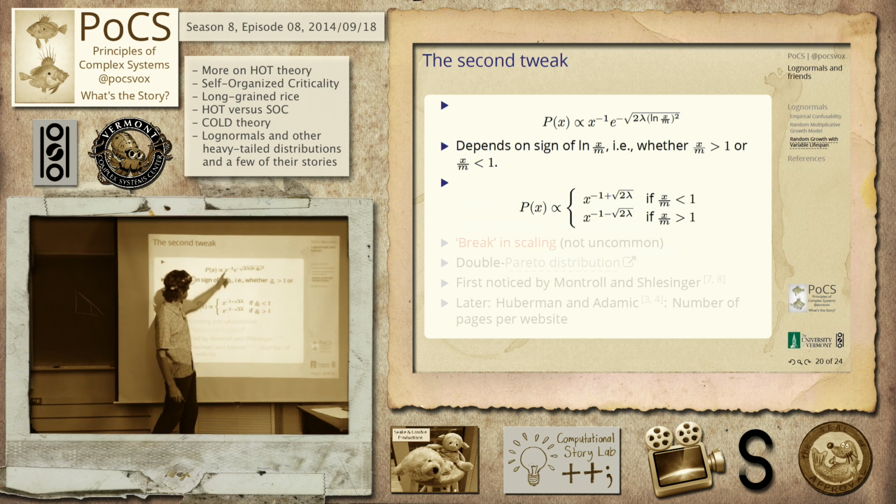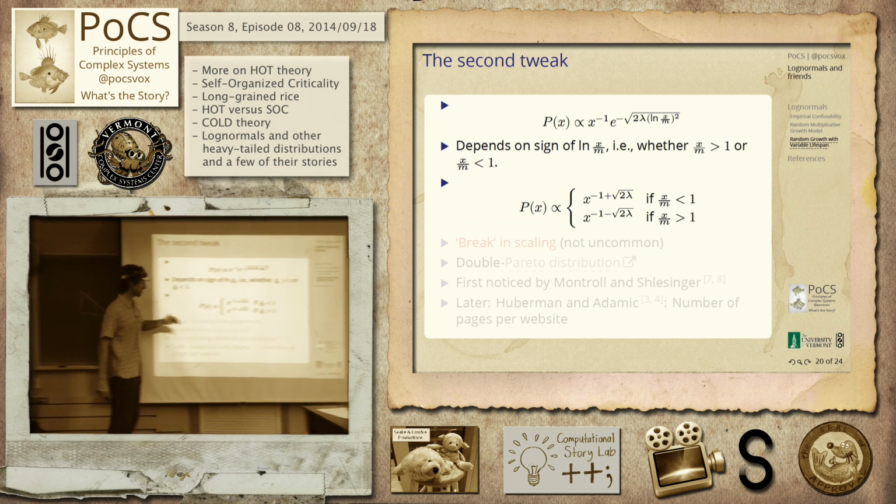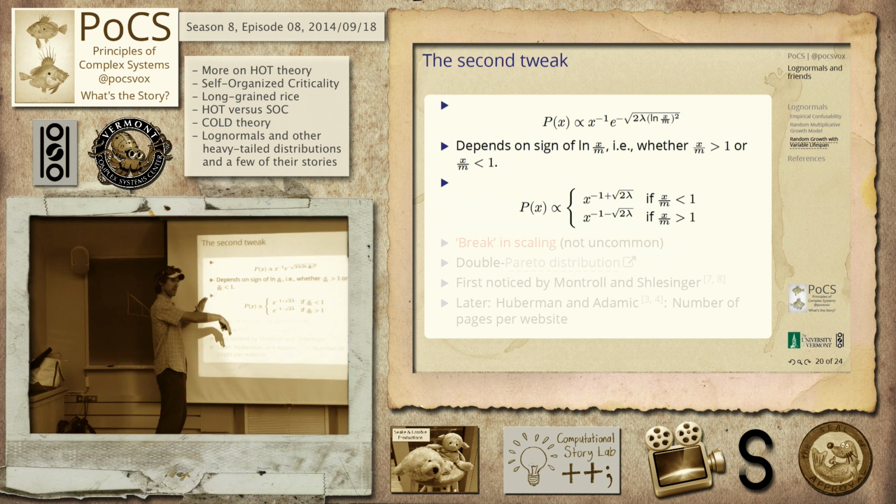So the m doesn't matter, it's a proportionality. So we've got x to the minus 1 in both cases. We get a minus root 2 lambda when x is above the mean, and an x to the minus 1 plus root 2 lambda when it's less. So this is ridiculous, but it's a break in scaling. It's a harsh break in scaling, right? There are two scaling regimes. It's a very odd thing.